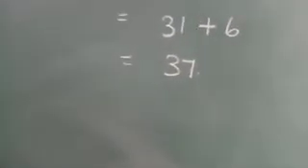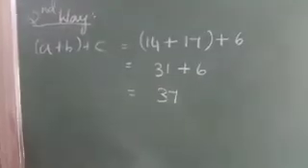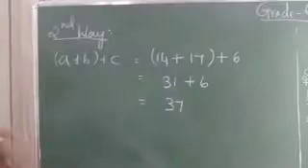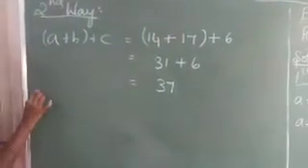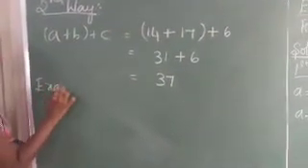So this is how the given 14, 17 and 6 are added in two ways. By using which property? Associative property. So in general, if three whole numbers are given in the form of addition or multiplication, you should use the associative property. So now you see the third example problem.